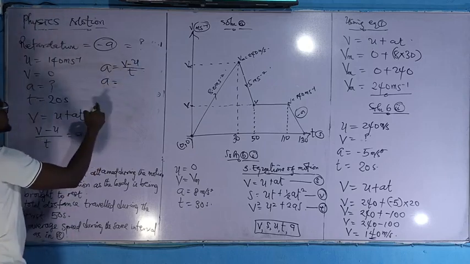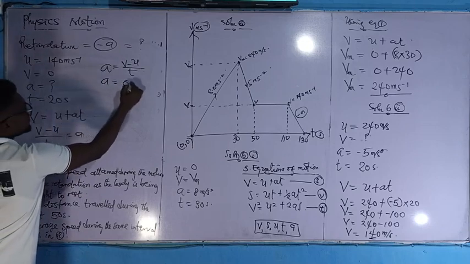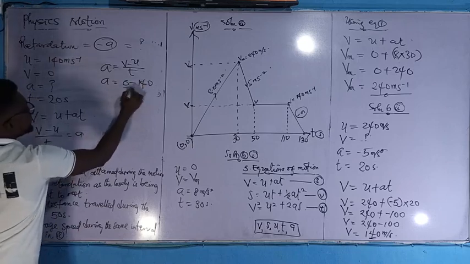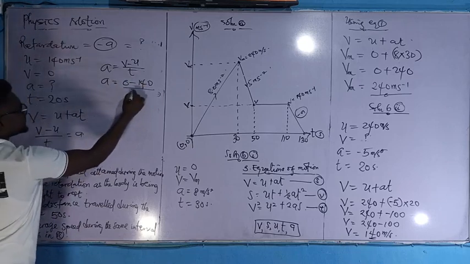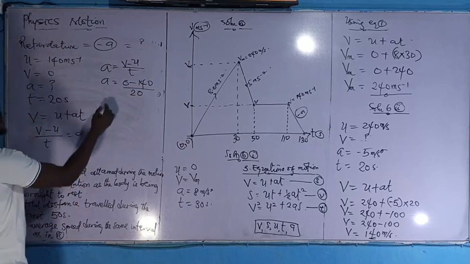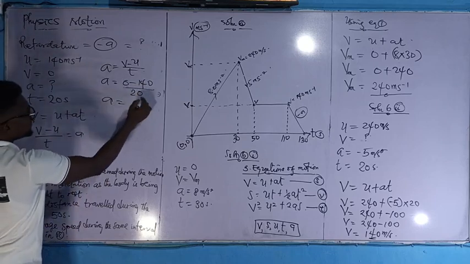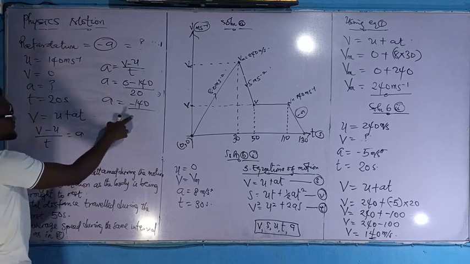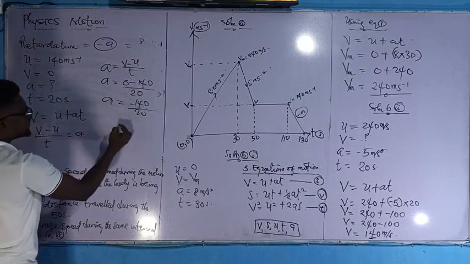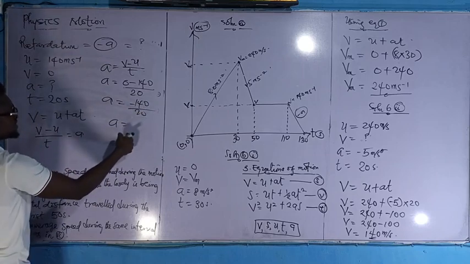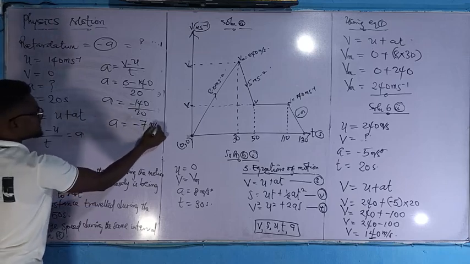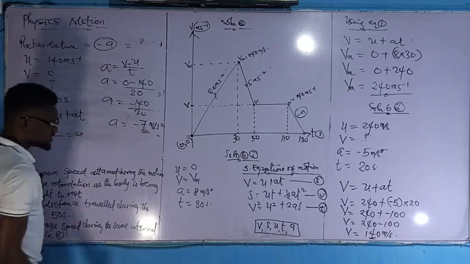So A now becomes V is 0 minus U, our U is 140, then all over time. The time is what? 20 seconds. So A becomes 0 minus 140 gives negative 140, then divided by 20. If you divide this, we are getting minus 7. So minus 7 meter per second squared becomes the acceleration.